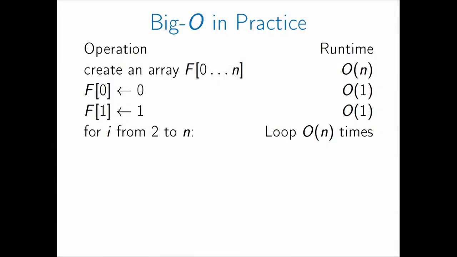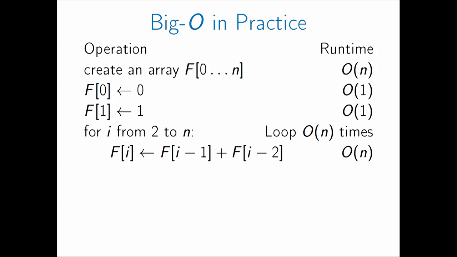Next, we run through this loop. For i running from 2 to n, we run through it n minus 1 times. That's O of n times. The main thing we do in the loop is this. We set the ith element of the array to the sum of the i minus first and i minus second. Now, the lookups and the store, those are all the sorts of things that we've looked at. Those should be O of 1.